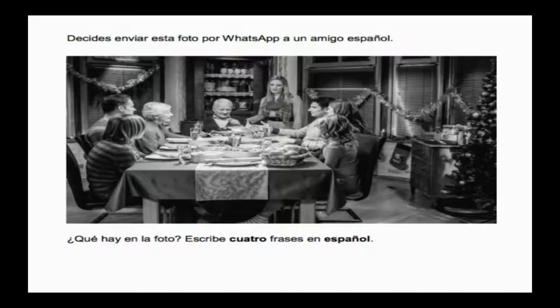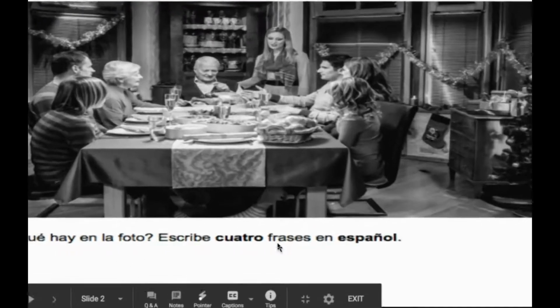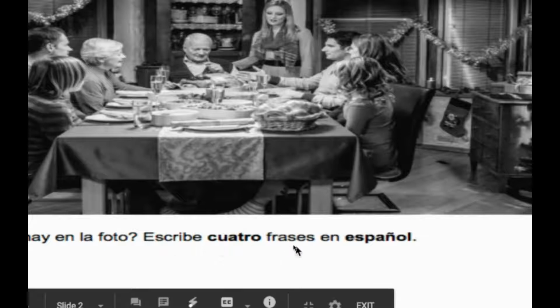Okay, so you have one of these photos. This is an example taken from a GCSE exam writing paper. And here, as you can see, they ask you to write down 4 sentences in Spanish. Escribe 4 frases en español.